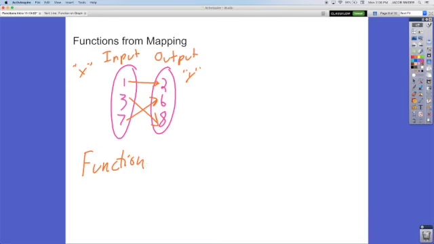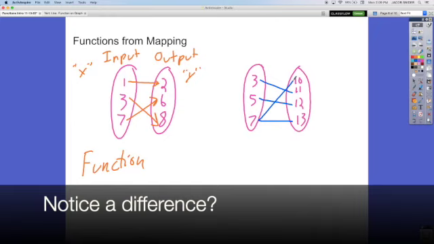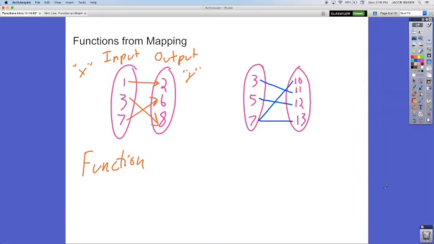Okay, let's look at another one. What if I do this now? What do you think about this one? Now, you might be able to look and tell me the difference, but look at it. If I read this to you, 3 is my input, 11 is my output. 5 is my input, 12 is my output. 7 is my input, goes to 10 and to 13. If I say the word and, that means it repeats. So that makes it not a function.